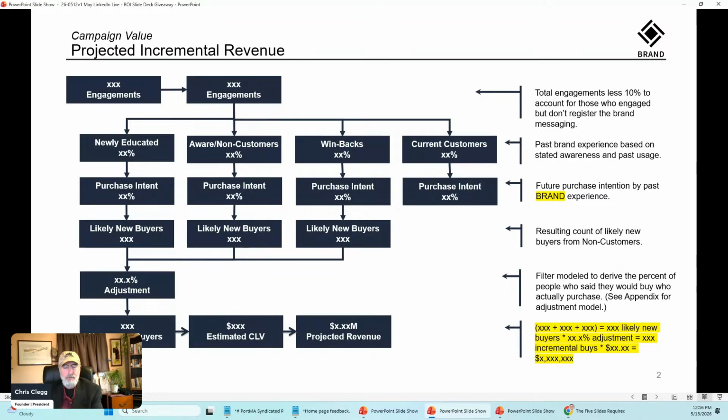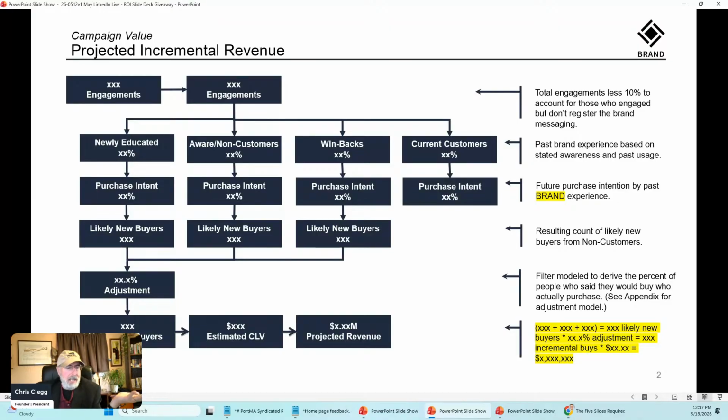viewed as conservative. Now, the second thing we do in this model is we apply whether they were learning about the brand for the first time, whether they were aware non-customers, whether they were win-backs, past customers, or whether they're current customers. And this is where they are in that purchase cycle, and we have the percentages that we'll know from each of those 4 areas of what their category is. And what we find is that future purchase intention varies greatly by these 4 measures.